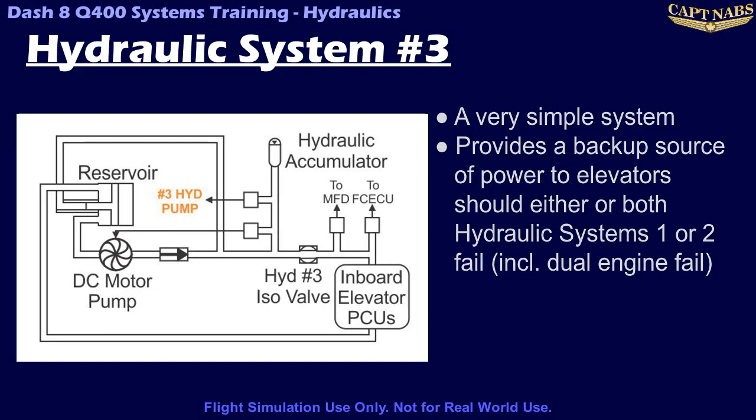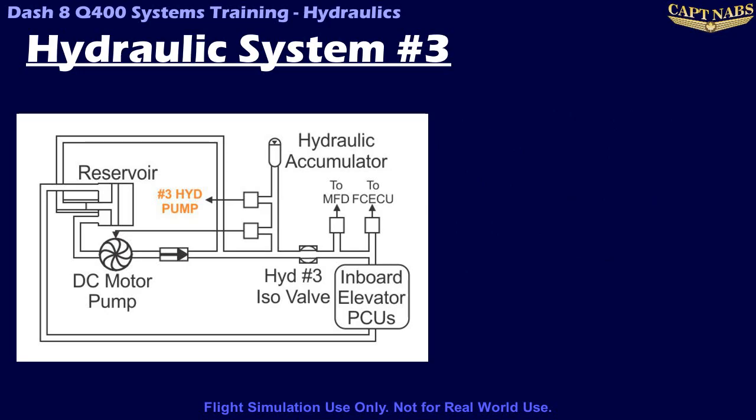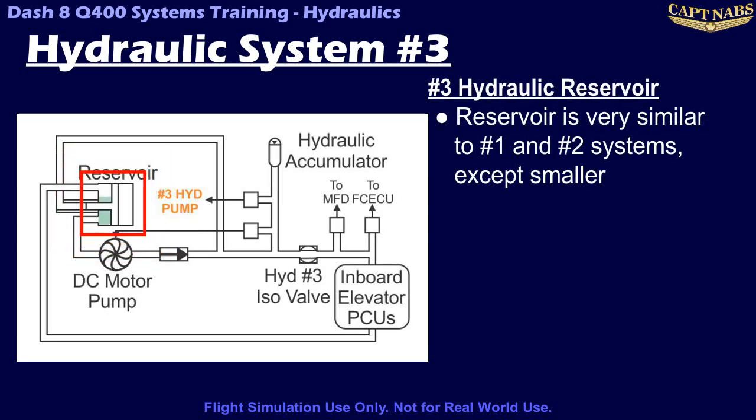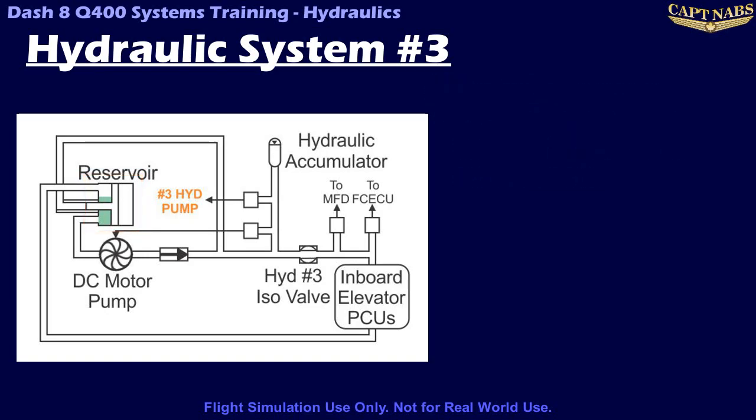It consists of a reservoir, a single electric pump, an accumulator, an isolation valve, and the elevator actuators. The reservoir is similar to the number 1 and number 2 system reservoirs, complete with a pressurization piston, powered again by the number 3 system itself. This reservoir simply has a much smaller capacity than the other reservoirs because it is providing much less service.